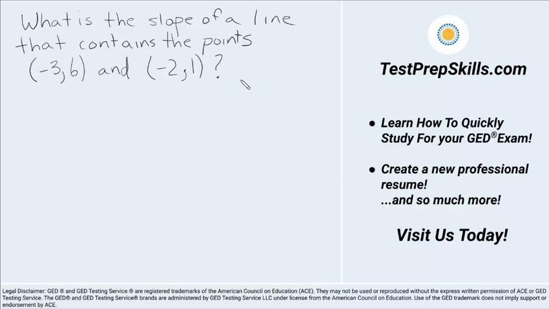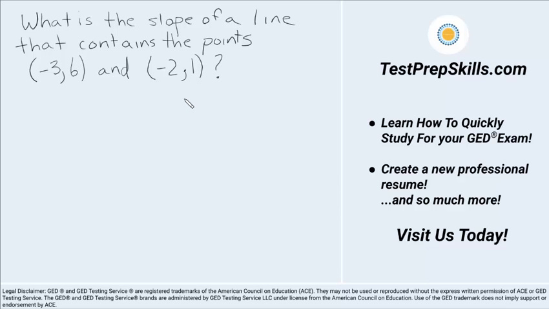In this video, we're going to be solving for the slope of a line when we're given 2 points that are on that line. Okay, let's look at our question. The question says, what is the slope of a line that contains the points (-3, 6) and (-2, 1)?